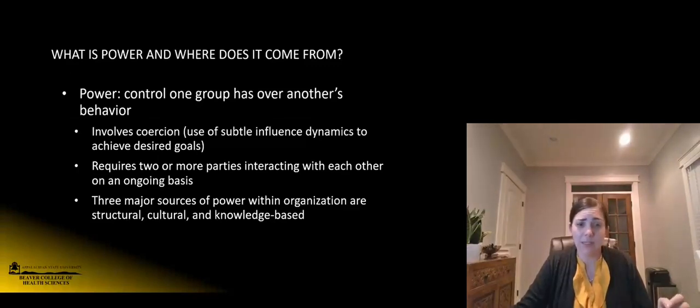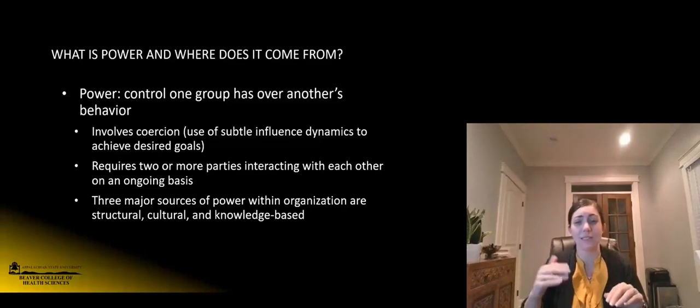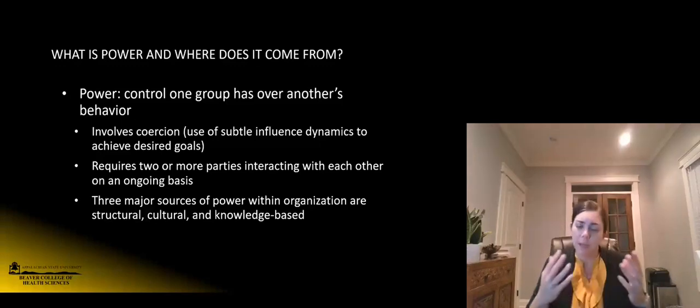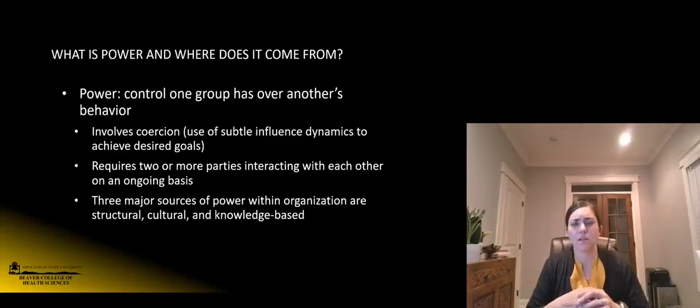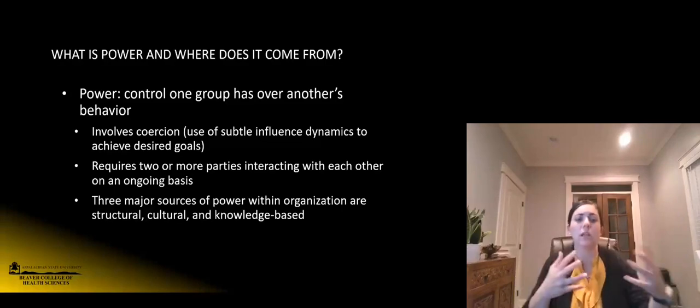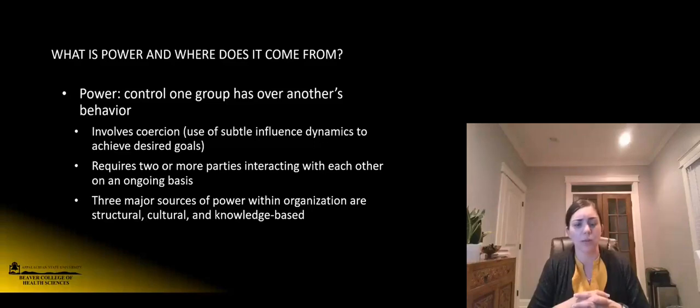Power is defined, in our case, as control one group or individual has over another's behavior. This can include words with a negative connotation like coercion, the use of subtle influence dynamics to get what you want, to influence others' behavior. Power dynamics require two or more parties, right? We can't just influence air, we're influencing another group or individual. And there are three major sources of power that we discuss: structural, cultural, and knowledge-based power. So we'll discuss those in a few moments.